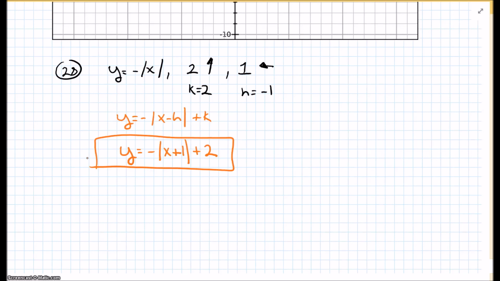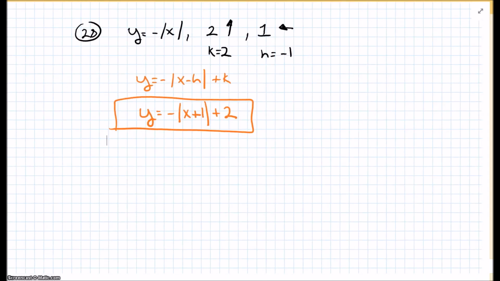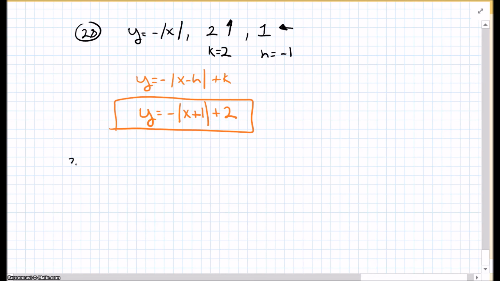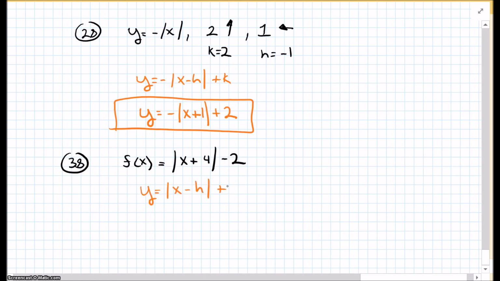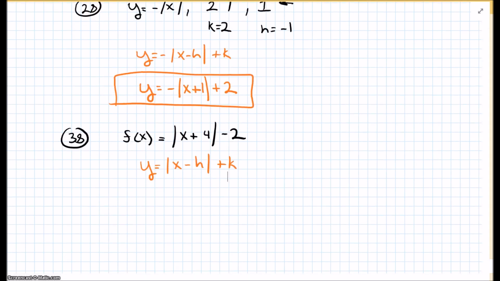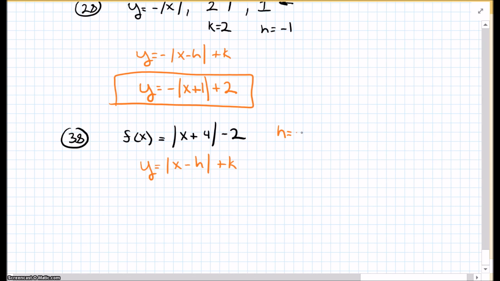So plugging along. Number 38 says, describe the translation as vertical, horizontal, or diagonal, and then graph. So I have the function y equals the absolute value of x plus 4 minus 2. Well, our base equation is y equals the absolute value of x minus h plus k. So my h value in this case must be negative 4, and my k value must be negative 2, because the only way I could get x plus 4 is to make it x minus negative 4.